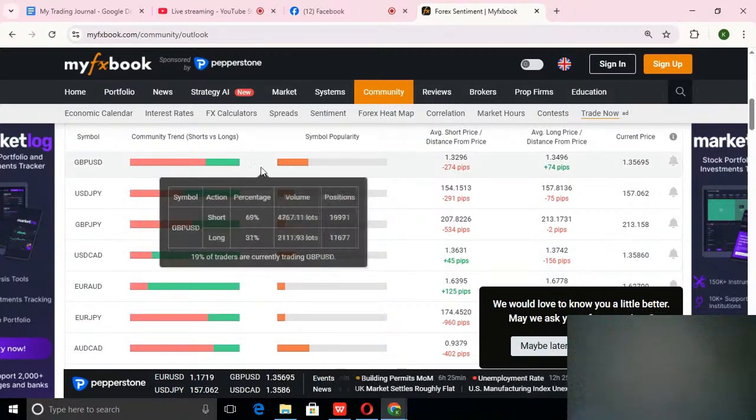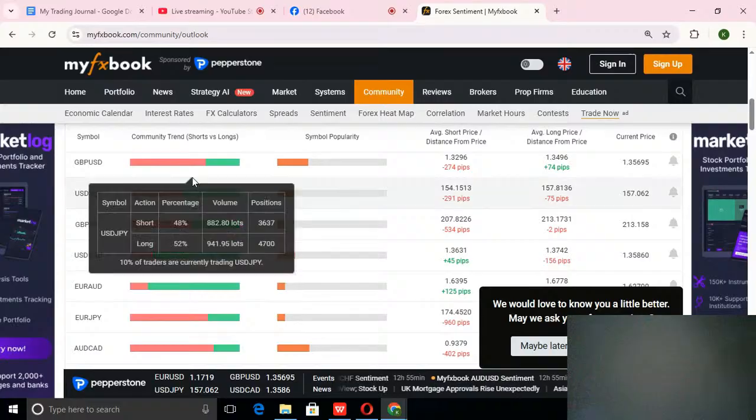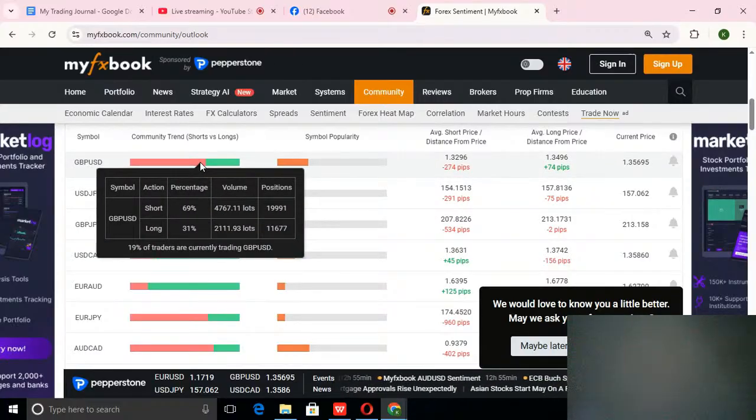The first pair we have here is GBP USD. For GBP USD, you can see that we have 69% of traders on sells, while 31% are on buys. In most cases, we normally join the minority. In this case, the minority is the buys, the 31%. So that gives us a hint that this week there's a high probability that we will be looking for buys on GBP USD.